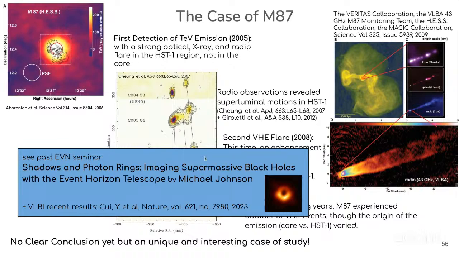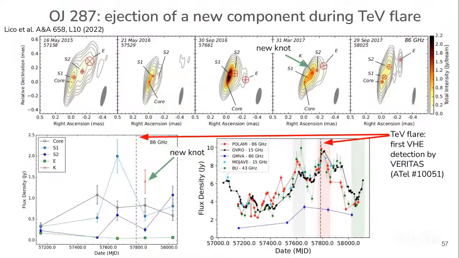And about M87, I must mention the image of the supermassive black hole, for which we can find a nice talk by Michael Johnson in this collection of seminars. Recent VLBI results on the monitoring of this source have been published using the East Asia VLBI Network, including also Italian antennas. Something that we observe in several cases during TeV flares is the ejection of new components. Here, an example by Lico et al., published in 2022.